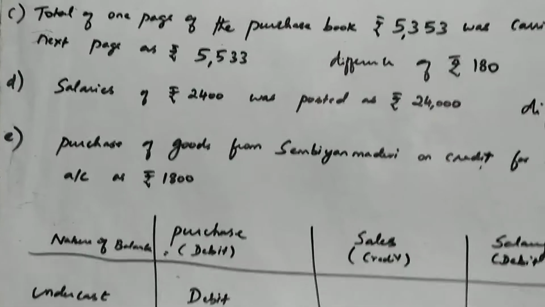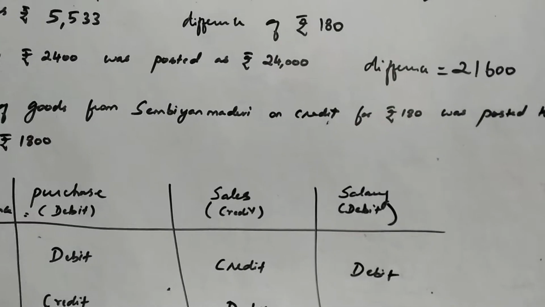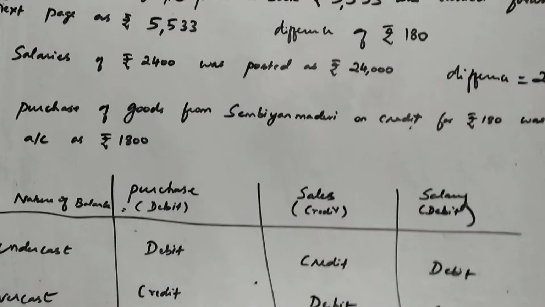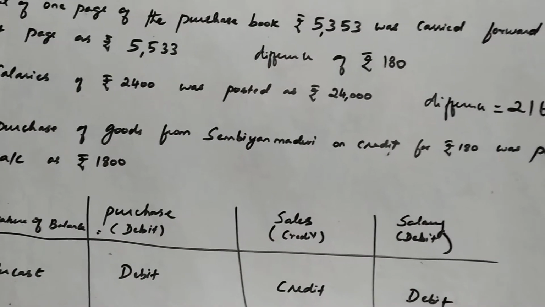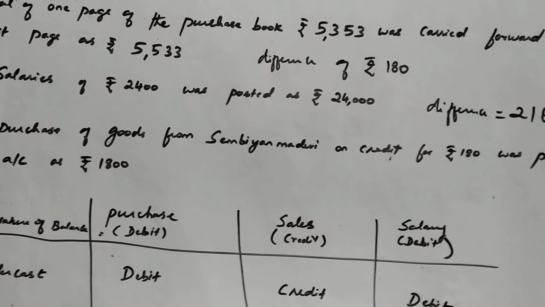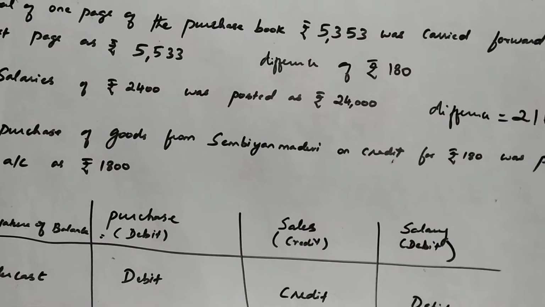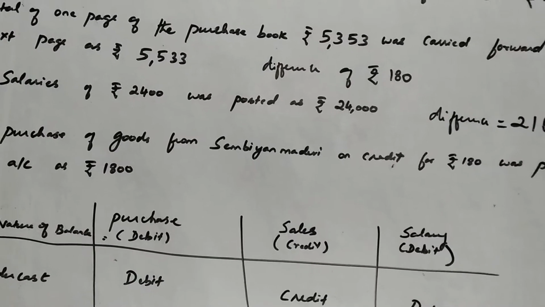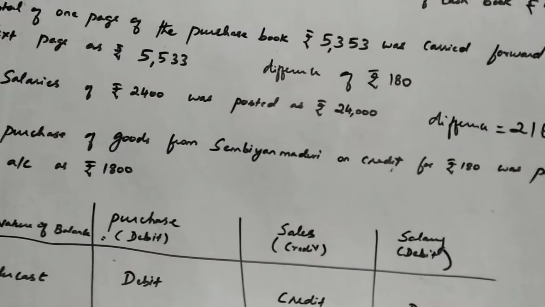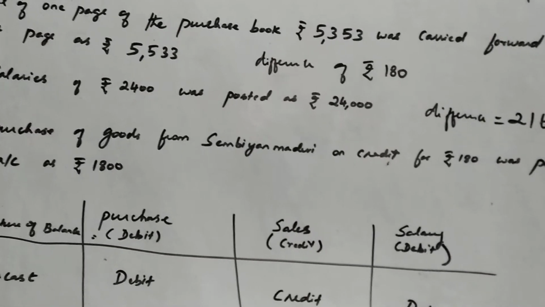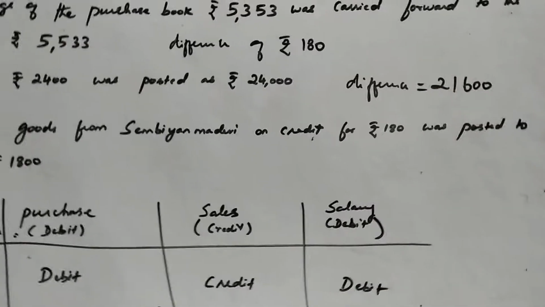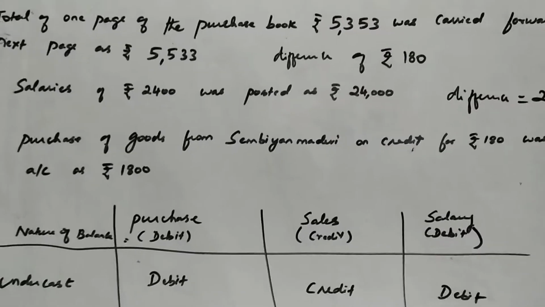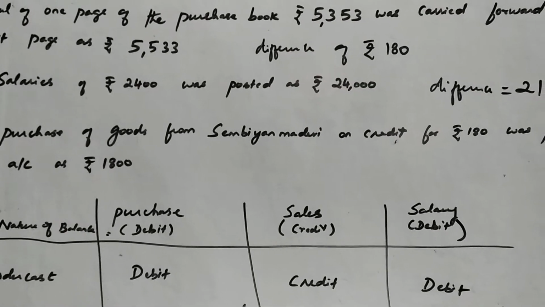Then fifth one, purchase of goods from Sembi and Madevi on credit for rupees 180 was posted to account as 1,800. So here in this case, what is the entry for it? Purchase account debtor to Sembi and Madevi account is the entry. Leave out the purchase. There is no problem with the purchase account. Only in Sembi and Madevi's account, it has been wrongly posted as 1,800.